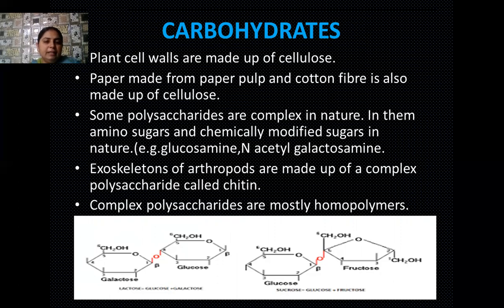Here you can see the structures of glucose, fructose, galactose and glucose. You know that lactose sugar is always made up of two monomeric units, glucose and galactose, and both are joined with the help of a glycosidic bond. And here you can see the example of sucrose. Sucrose is always formed by glucose and fructose. Again, a bond links both of these monomeric units, and that is the glycosidic bond present in carbohydrates.